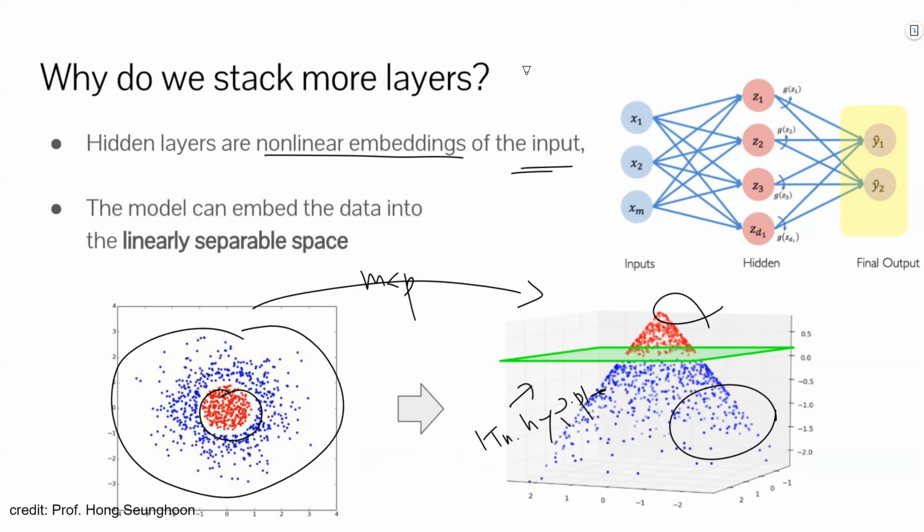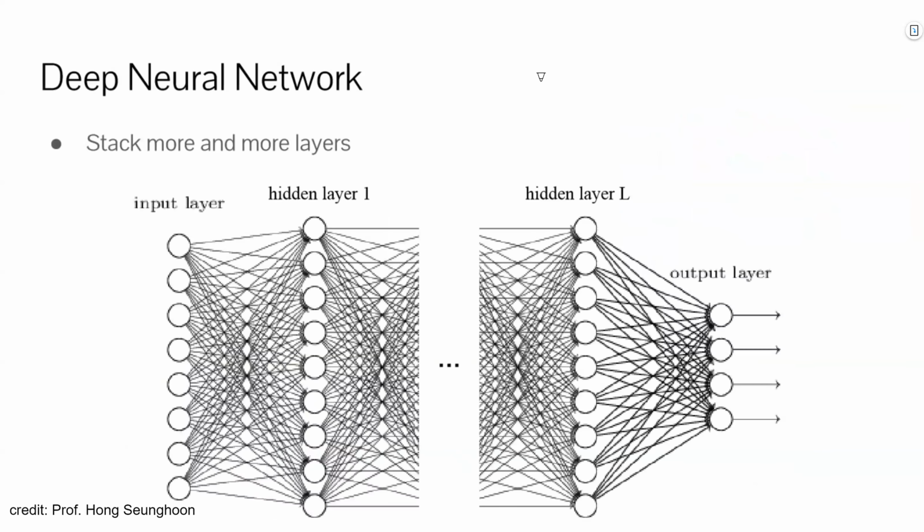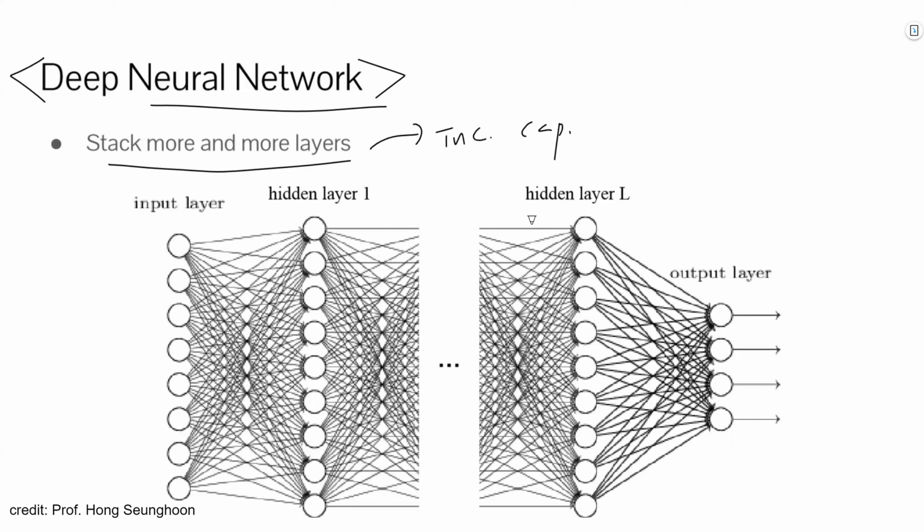With more layers, the model capacity increases. And we are in the era of deep learning, and deep learning designs deep neural networks. We stack more and more layers. That's what we do. And that results in increased capacity of this model. Then we can deal with more complicated data.